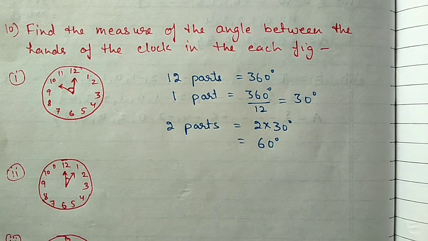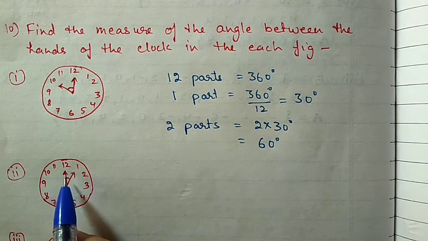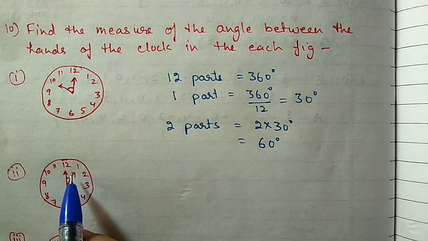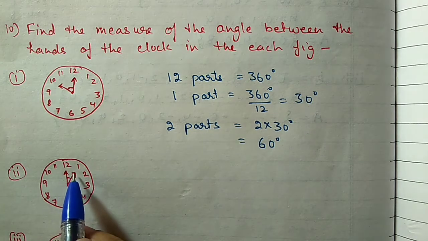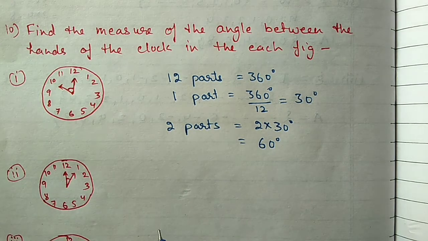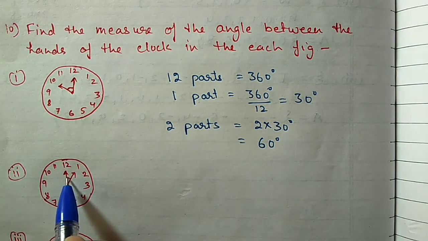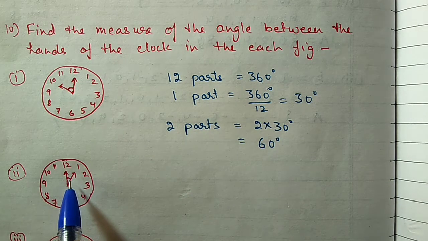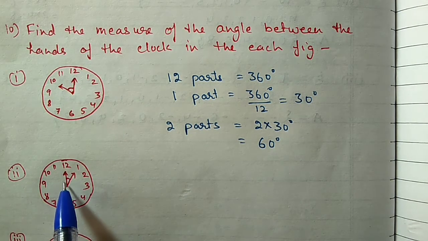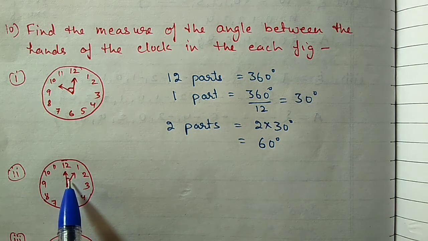Second part, hand angles are on 12 and 1. One hand is at 12, another hand is at 1. So same thing we will use here. We have to find out this angle, where marking is there. Actually here two angles are there. One is this side and one is this one.